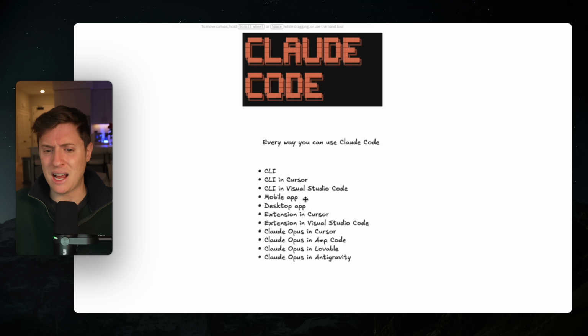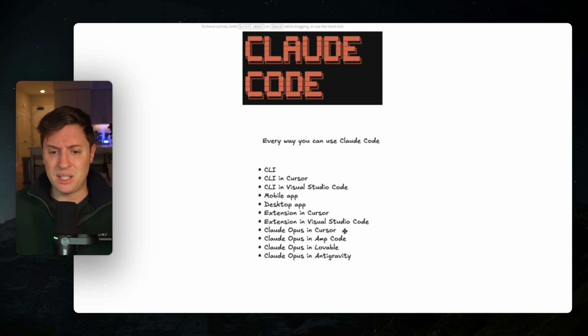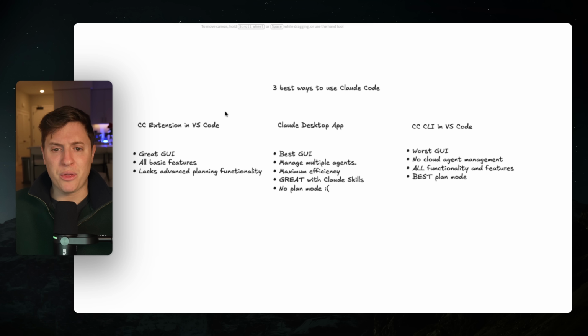Yeah, the mobile app, the desktop app, and then you can be using Claude Opus in the 100 different coding tools that are out there like AMP Code, Lovable, Anti-Gravity, and Cursor, and those are all wrong as well. These are the three best ways to be using Claude Code, and one of these three is significantly better than the other two as well, and we'll go over the setup of that in a second.